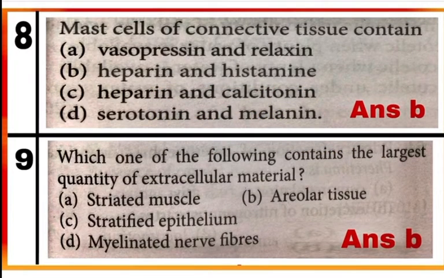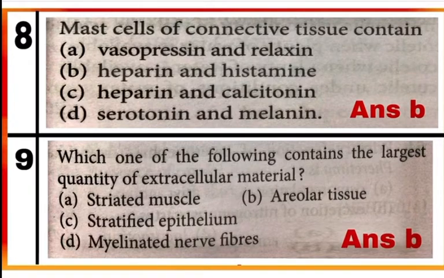Question number 8. Mast cells of connective tissue contain option B, heparin and histamine. Mast cells are granulated wandering cells and their granules contain histamine, which is a vasodilator, and also contain heparin, which is an anticoagulant.